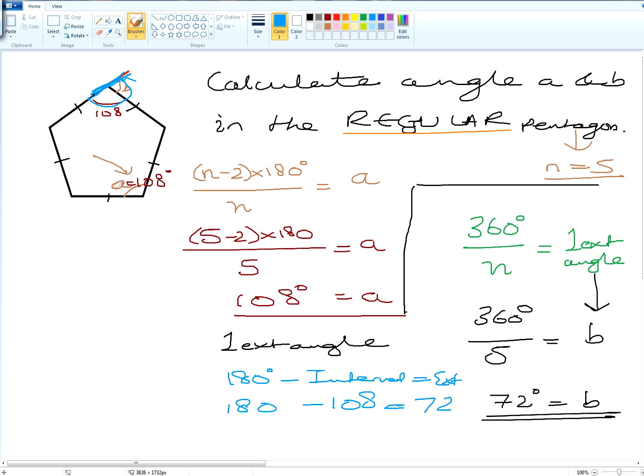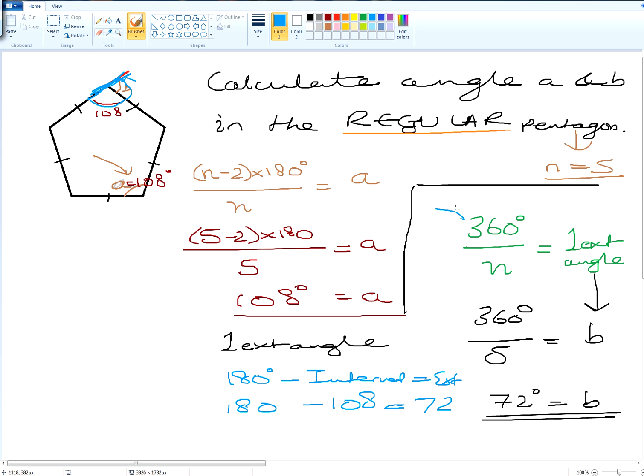This method here, I can't seem to find my mouse. Let me make a big line somewhere. Okay, there it is.